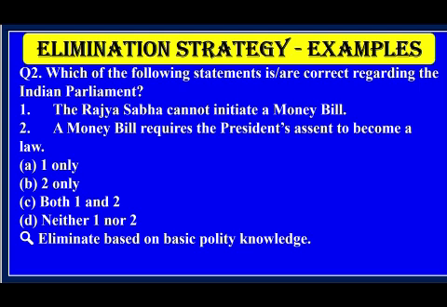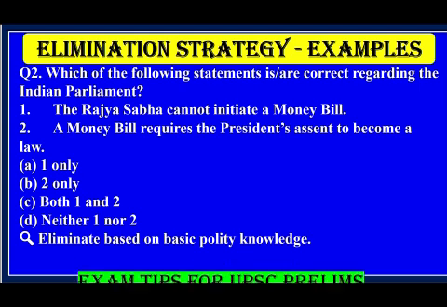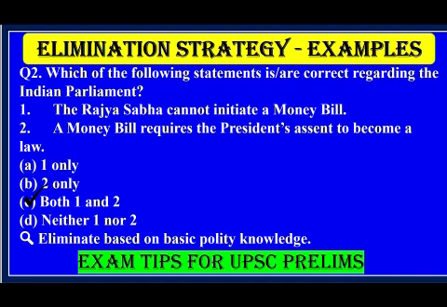A money bill requires the president's assent to become a law. Definitely every bill requires the president's assent to become a law. So there is no need of elimination here. You can go for both 1 and 2. That is option C, the right answer for question 2.